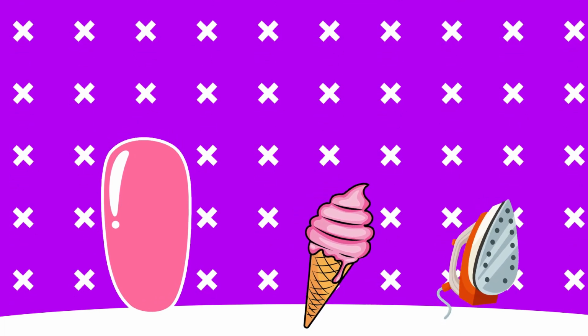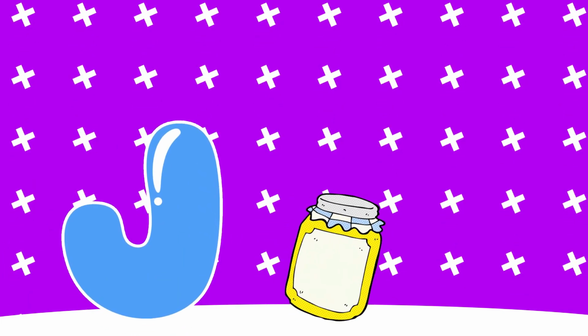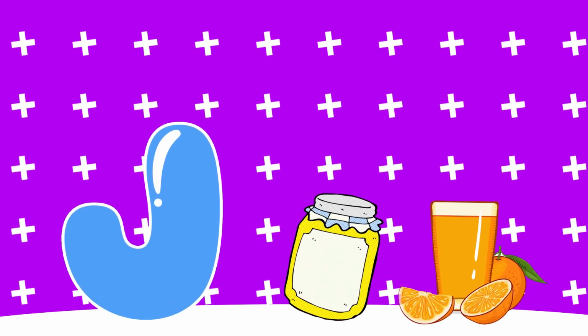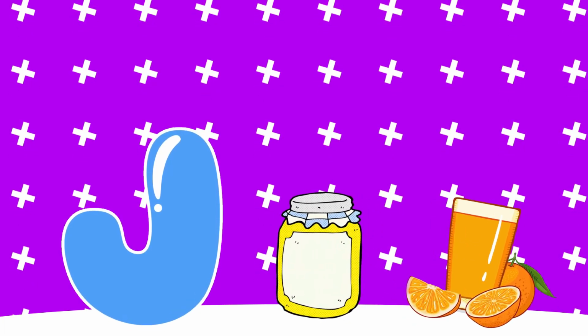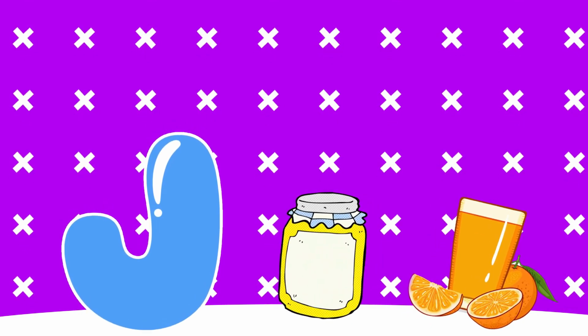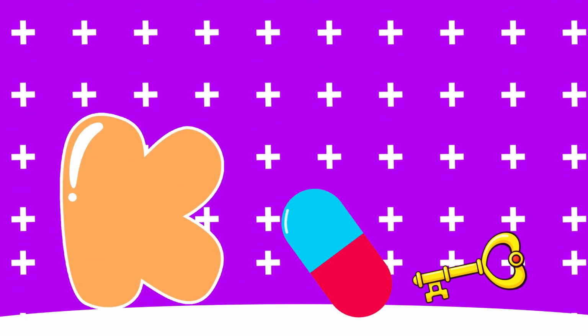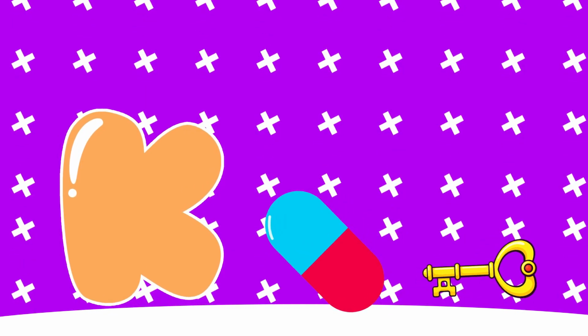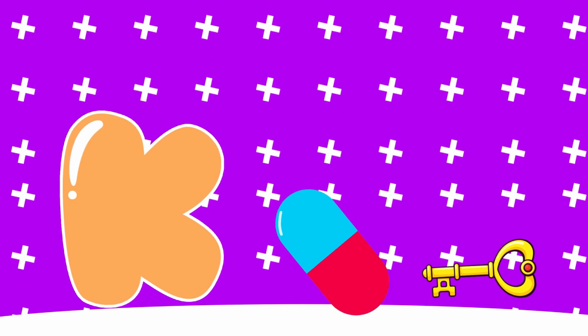I is for ice cream. I is for iron. J is for jar. J is for juice. K is for kettle. K is for key.